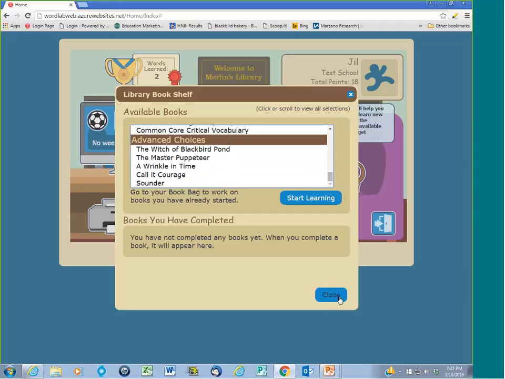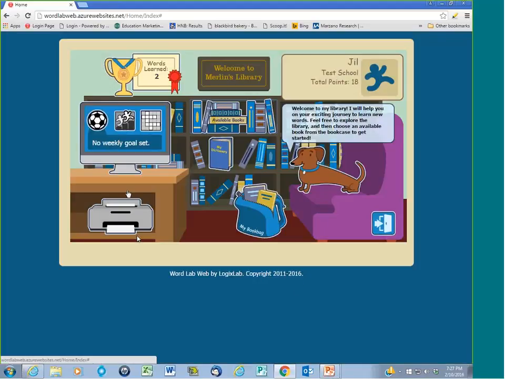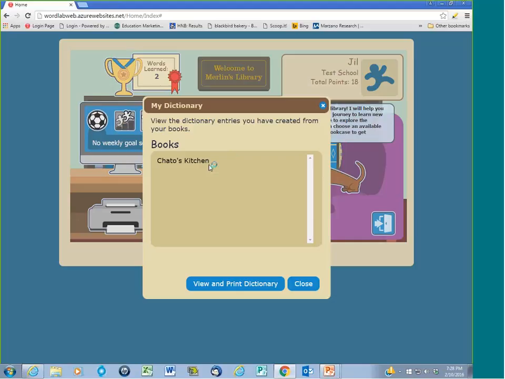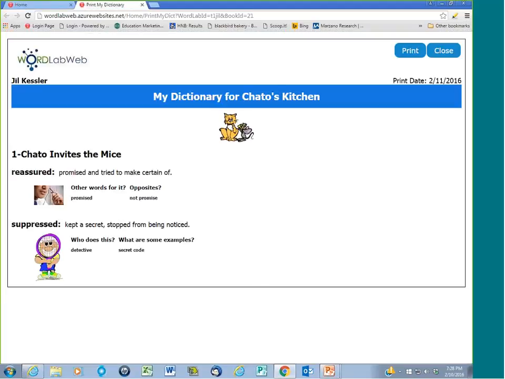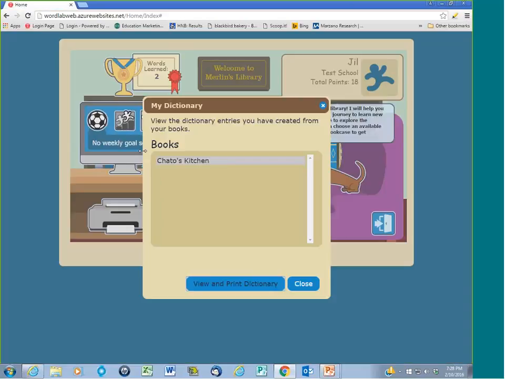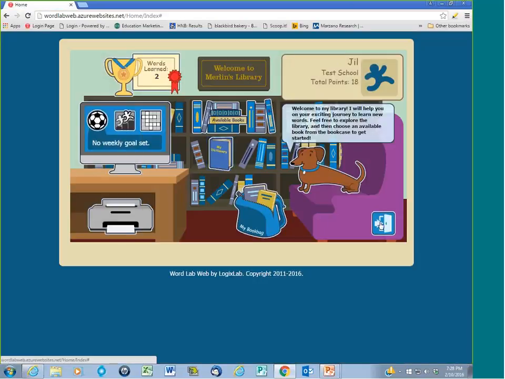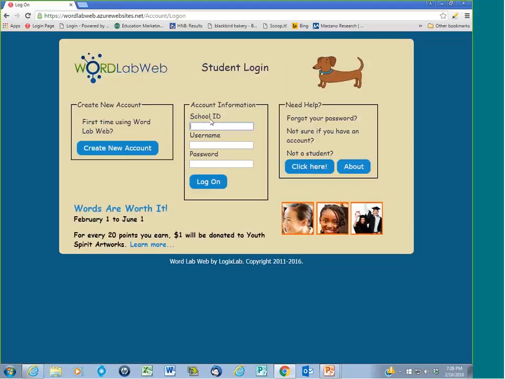Down here, it'll list all the books that I've finished. And you see the words I've learned here, the total points I've earned here. I can go to my dictionary and select it and view the dictionary I created for those two words, print it out. But right now, I want to show you what it looks like for a student who's been doing the program for a while.